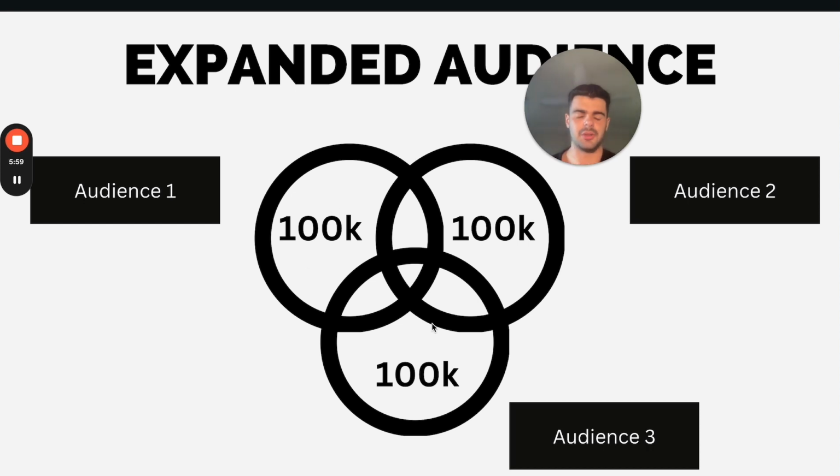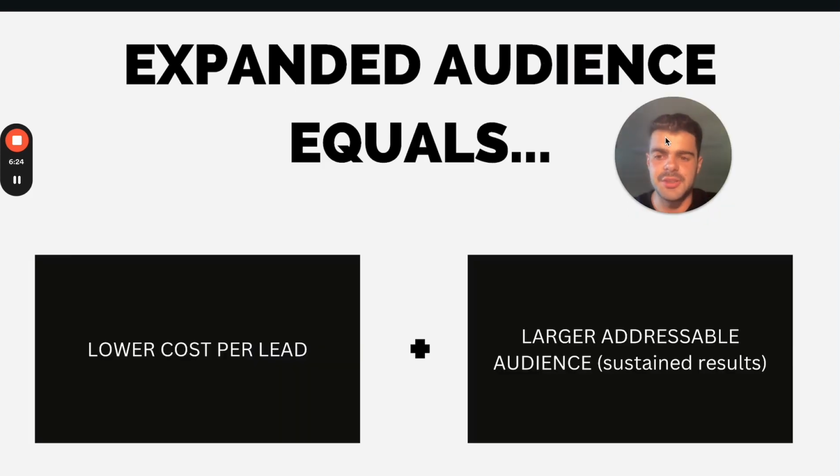And so that's going to give you a massive advantage if you're using multiple creative concepts. You're going to be addressing a much larger market. You're effectively expanding the audience that Facebook can serve your ads to, which is great because it's going to massively improve your results. And I'm going to explain how that improves your results. Expanded audience equals a lower cost per lead and a larger addressable audience. Since you've expanded your audience, you're going to appeal to many more people than the initial audience you would have had if you only had one ad type.